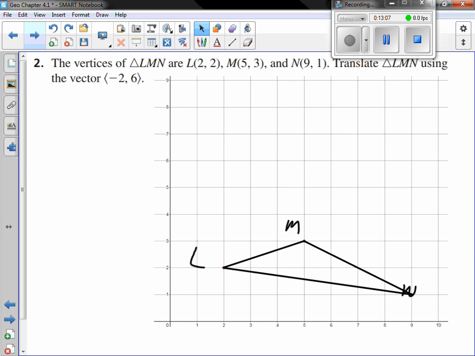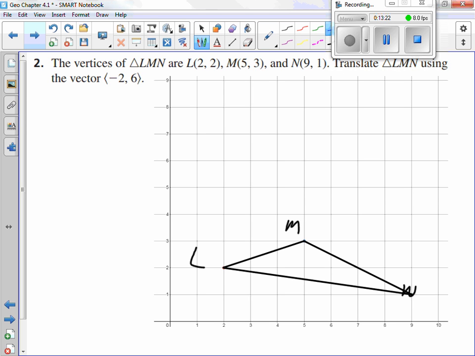So the vector tells me I have -2 and 6. So the -2 tells me what? It's moving to the left. How far? 2. And the 6 tells me it's moving 6. So each one of these points, so L is going to go to the left 2, 1, 2, and up 1, 2, 3, 4, 5, 6. And I get my point.